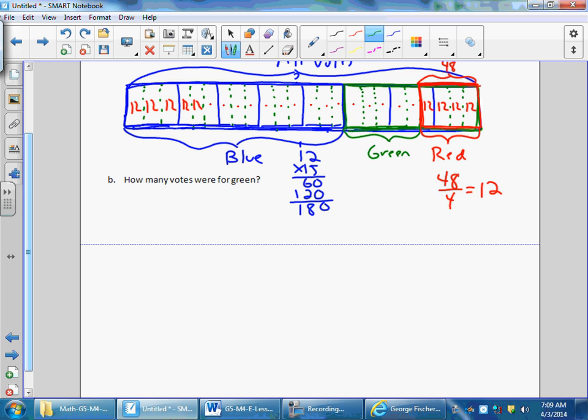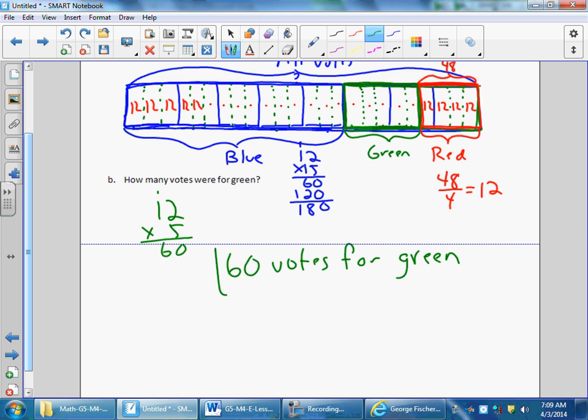How many votes for green? Here's my votes for green. The clearer you label, the clearer you write, the better chance you have at getting things right and getting it done quickly. I have 12. 1, 2, 3, 4, 5 times 12, 5 times 12 is 60. 60 votes for green. Final answer.